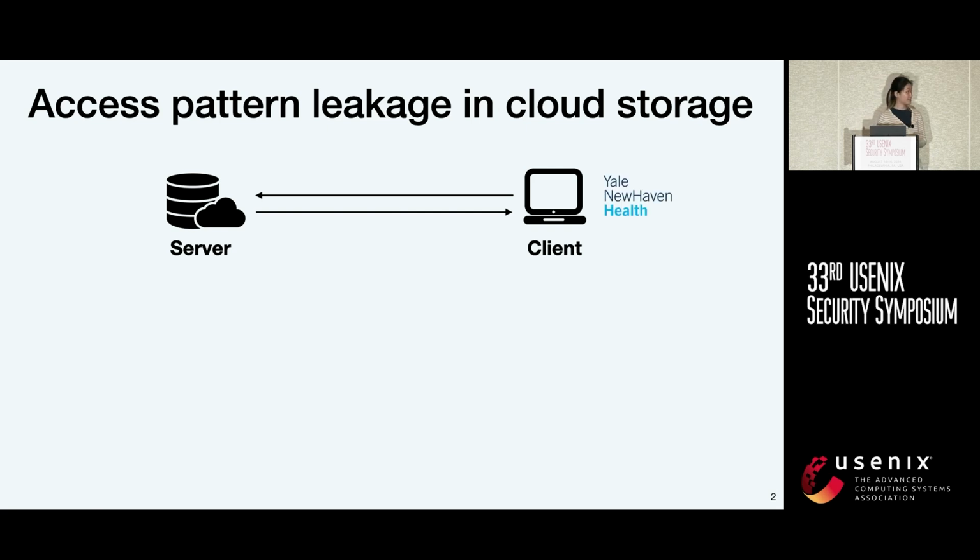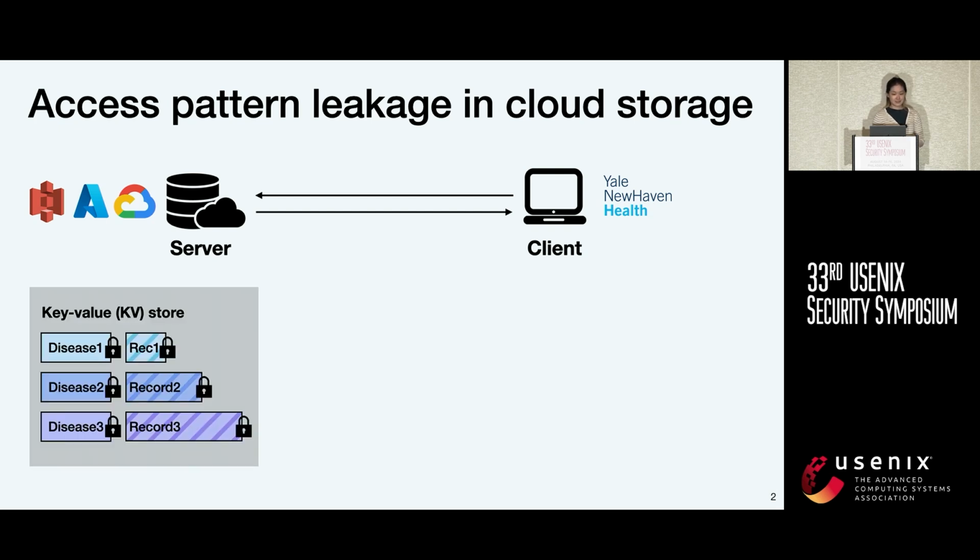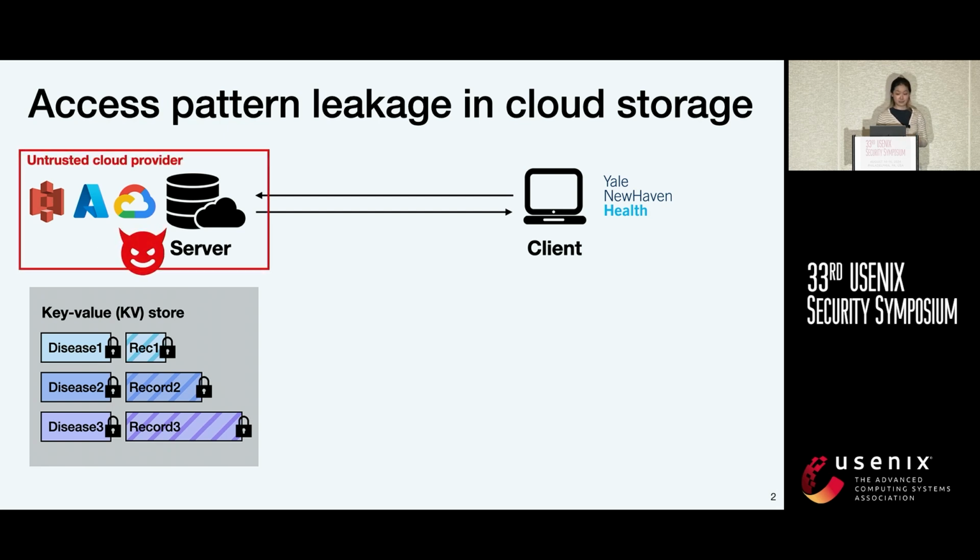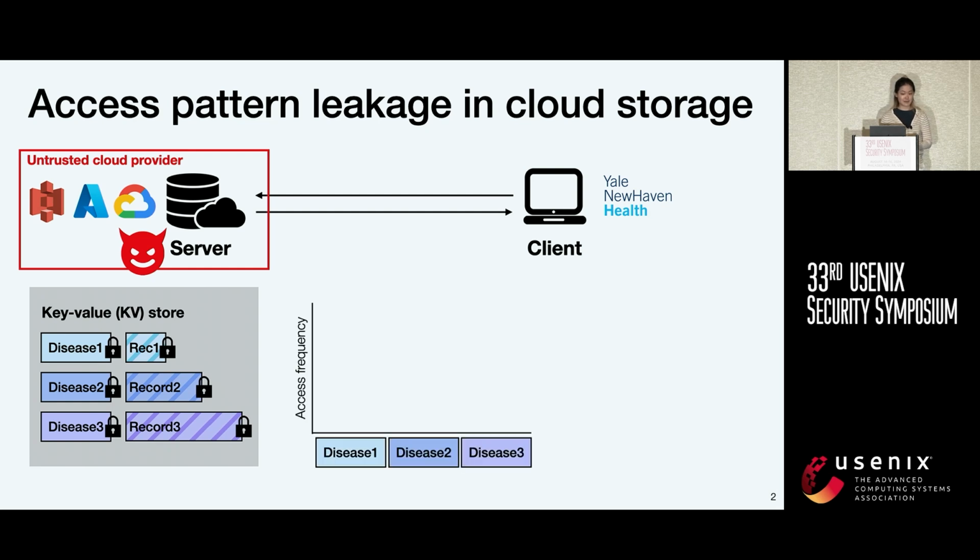For example, a hospital storing medical data on a cloud service, for example, Amazon S3. The data is stored as key-value pairs with a disease as the key and a list of patient records as the value. Even though this sensitive data is always kept encrypted on the cloud, the adversary, usually the untrusted cloud provider, can still learn about it by observing the client's access patterns across the encrypted keys.